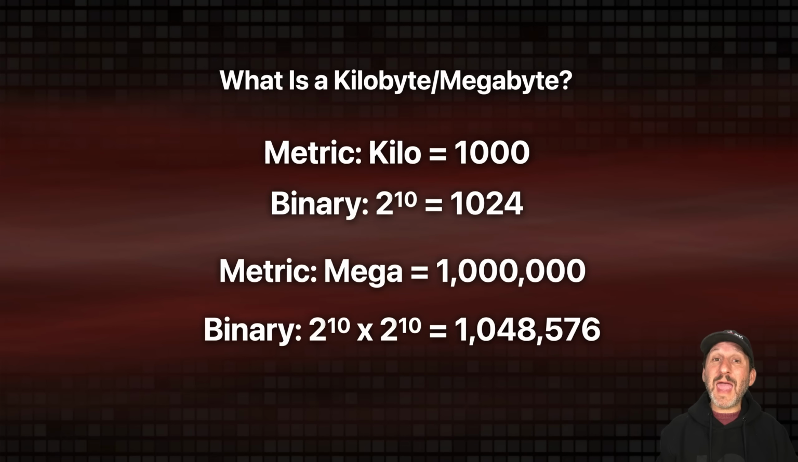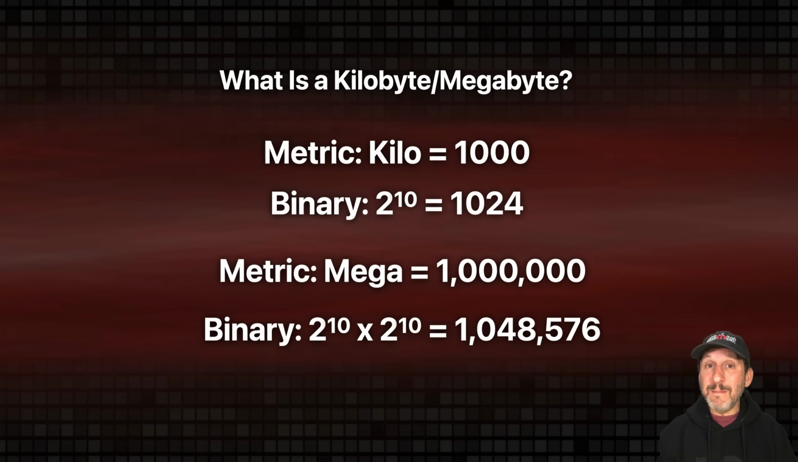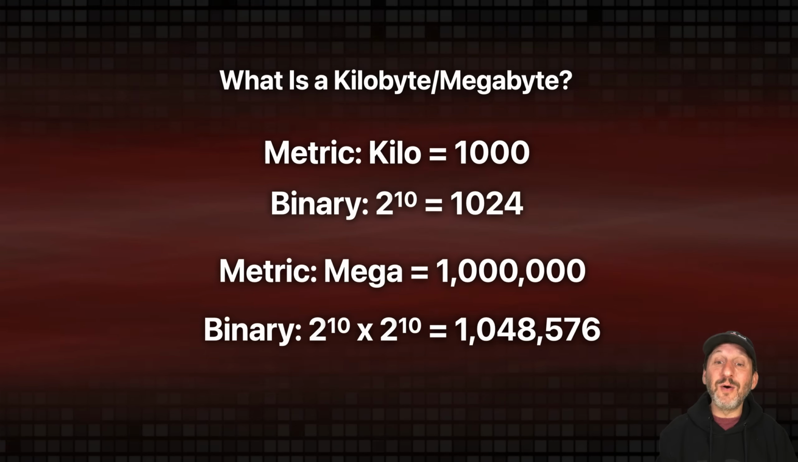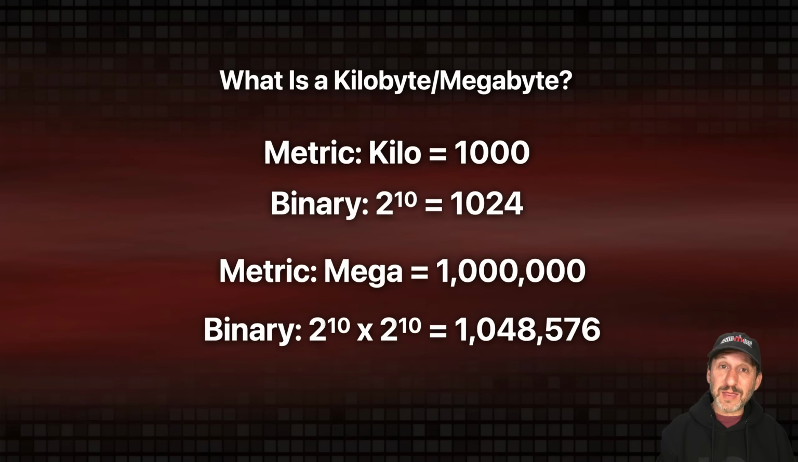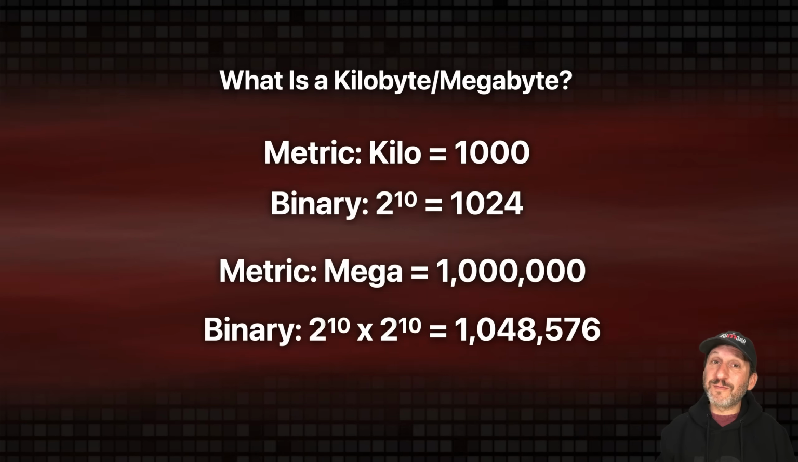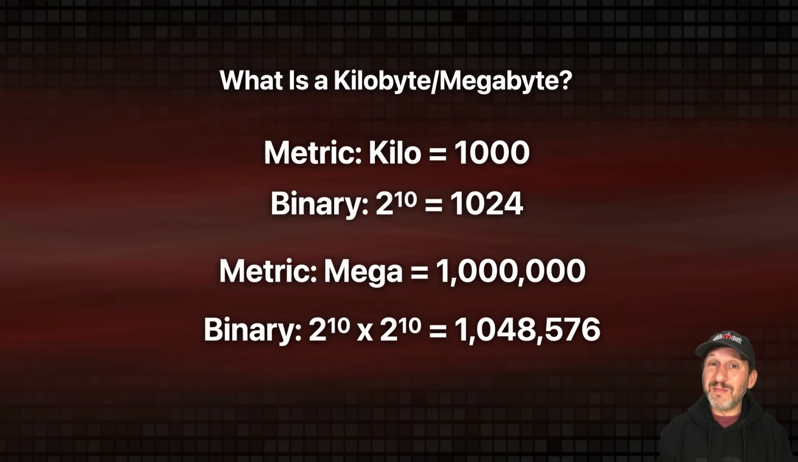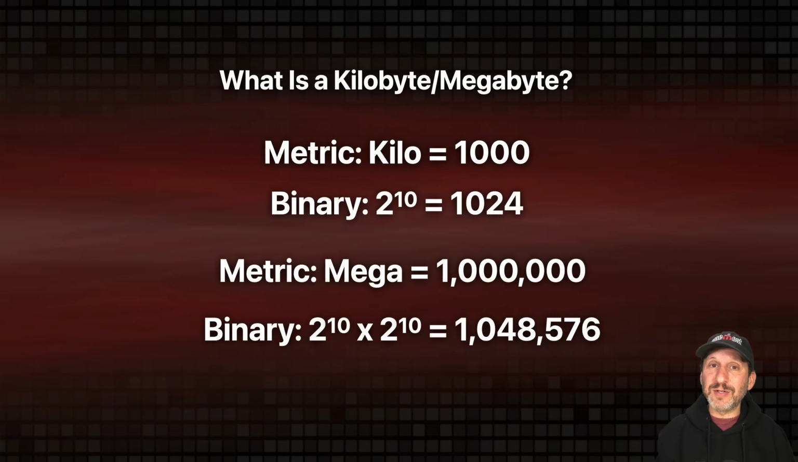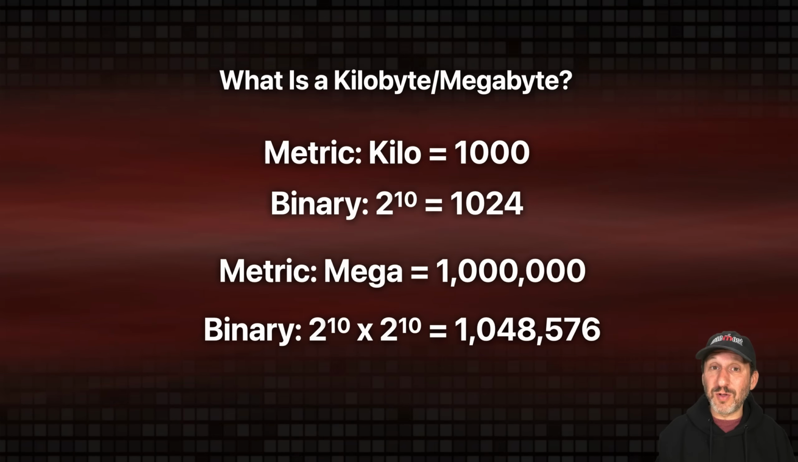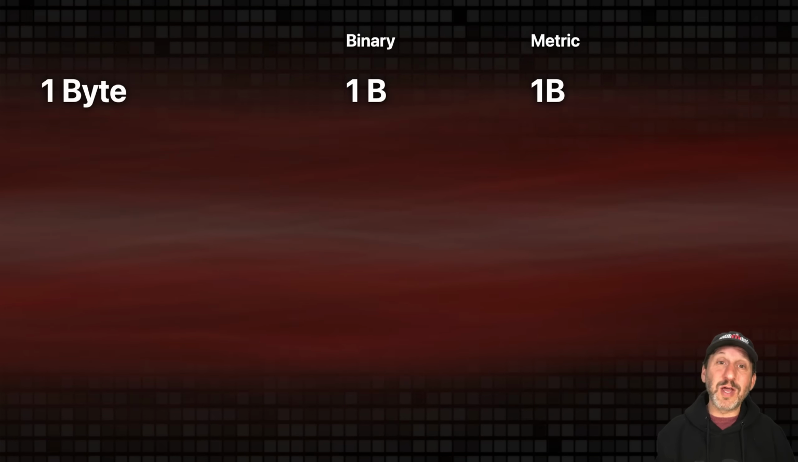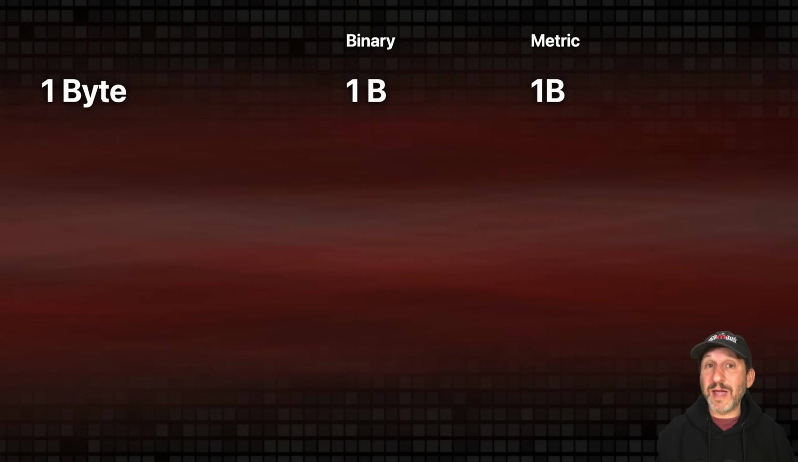And likewise, a megabyte, which would be a million in metric terms, would actually be defined as 2 to the 10 times 2 to the 10, or actually 1,048,576 bytes. So it starts to get a little bit further away. You've got almost 5% more than a million here, but the convention still kind of held, and this was the definition for a megabyte for a long time. So we have a single unit which is a byte, which doesn't really matter if you're talking about binary or metric here. A byte is a byte.